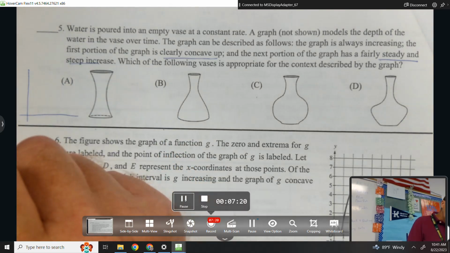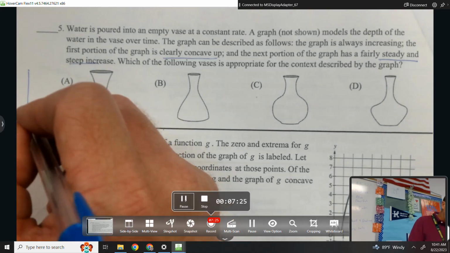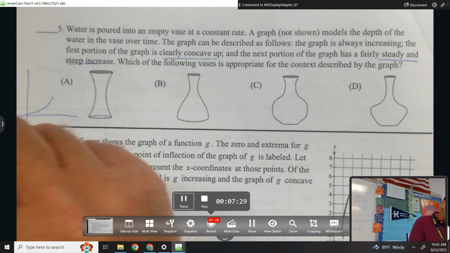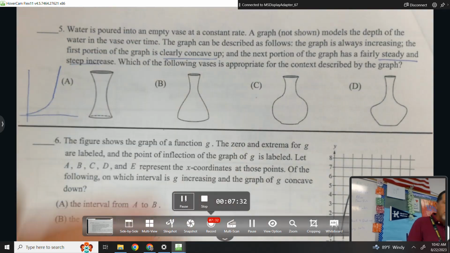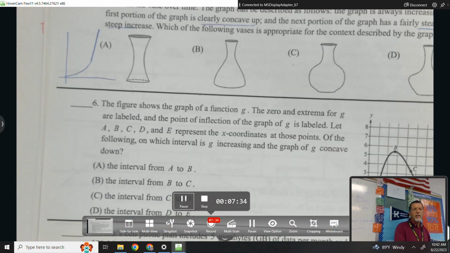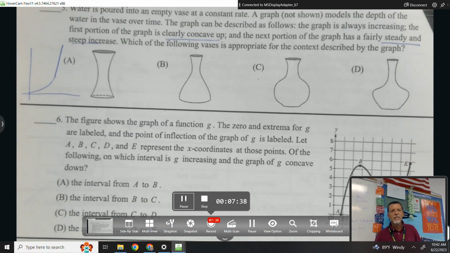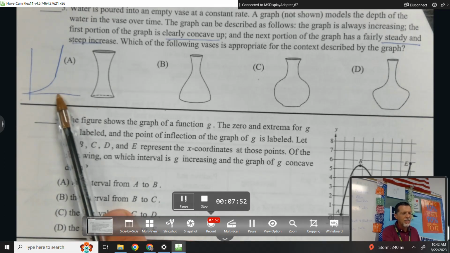Which of the following is appropriate for the context described? So concave up, and then steady and steep increase. Okay, so which one of those vases would have that graph? If I steadily poured water in, which one of those heights would look like that?